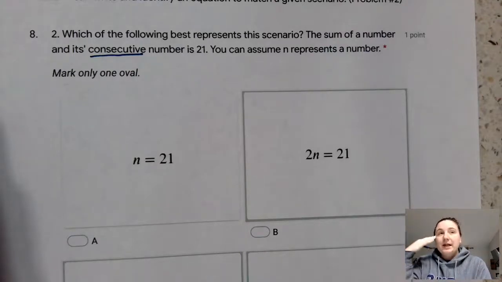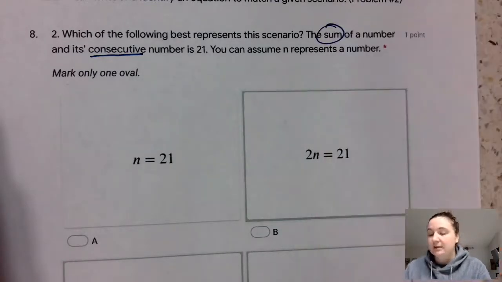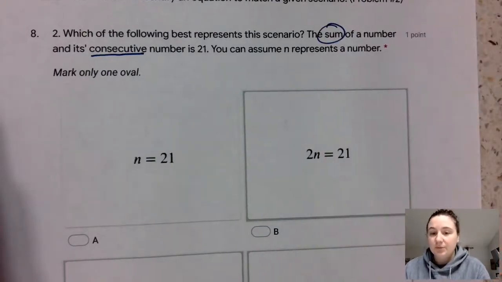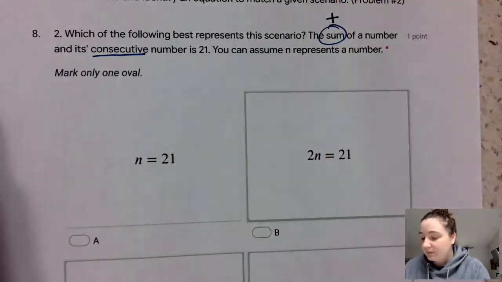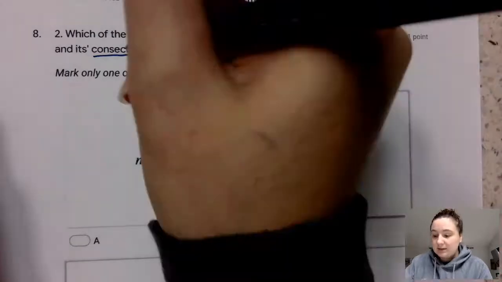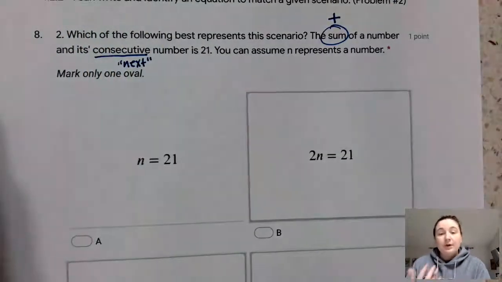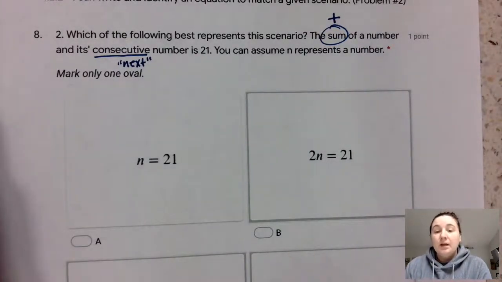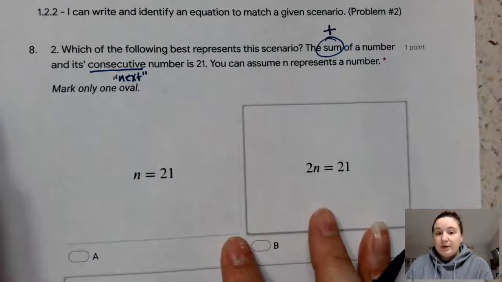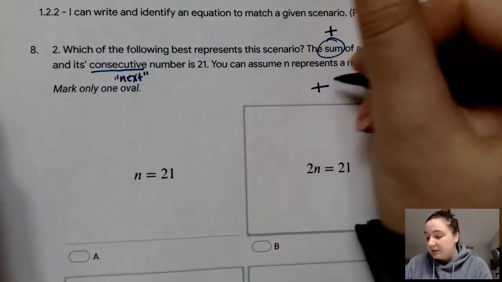And so you have to kind of know how you get from one number to the next number, because we are then finding the sum of those numbers. So sum means addition. Consecutive means like next. If you don't know those vocab words, then this is going to be a tough problem. Once we know this though, if we know that it's the sum, I'm going to put an addition sign right in the middle.